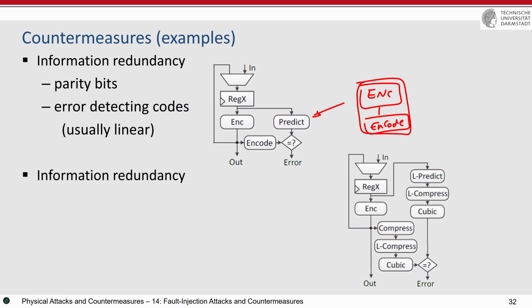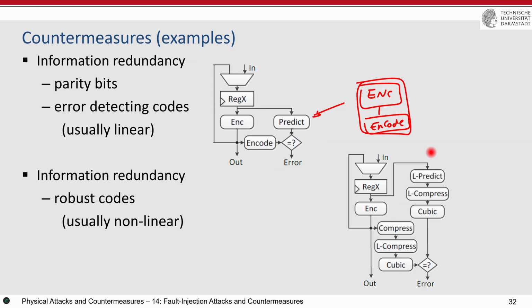Or you can have some non-linear codes. I mean, this is also sometimes called robust codes, which is roughly similar. After this, instead of the encode, you have the compression and then L compress, and the cubic functions, but it doesn't matter. We don't deal with that much. But this is roughly the same.